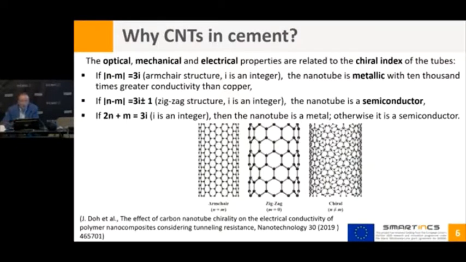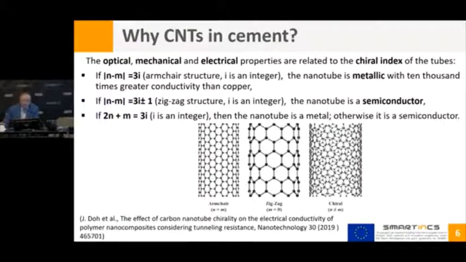At that point, these indexes are important for the optical, the mechanical, and the electrical properties of the carbon nanotubes. For example, if we take the absolute value of n minus m, and if it is proportional to 3i, where i is an integer, the nanotube is metallic. So from an electrical conducting point of view, it's a perfect metal.